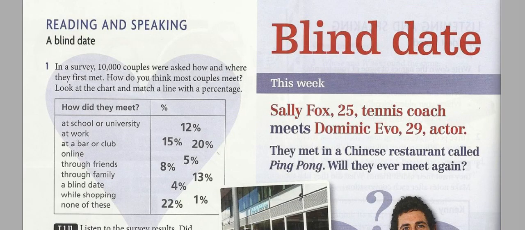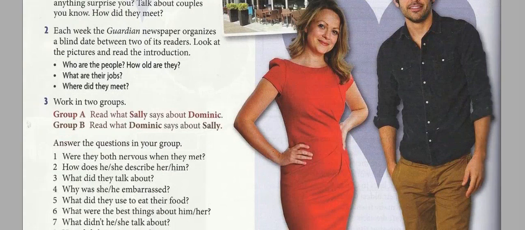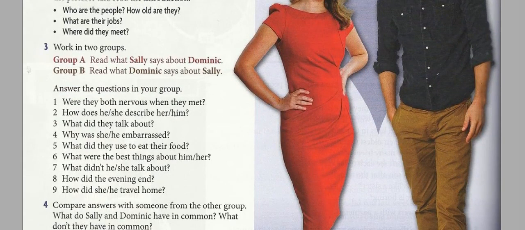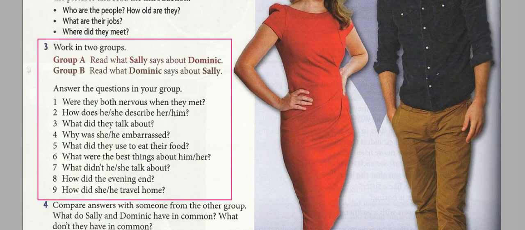Well, we also did part of the reading section, and you see here I also had asked you to do something as homework, right? And it's here, it's number 3, page 10. So you have to pick one of the 2 texts to read, either Sally's answers or Dominic's answers. And then after reading the text, you answer the questions here from 1 to 9. And of course, you send me those answers.